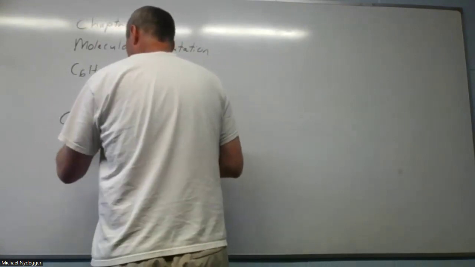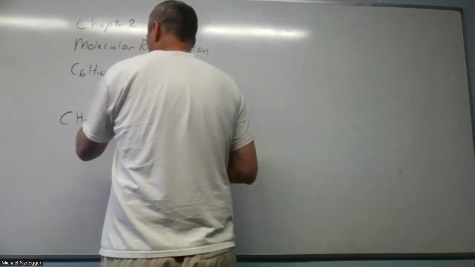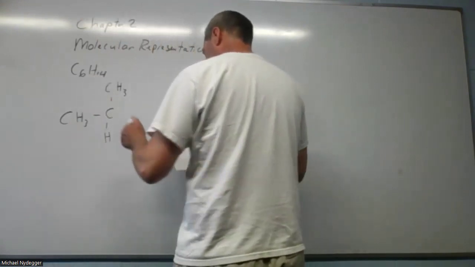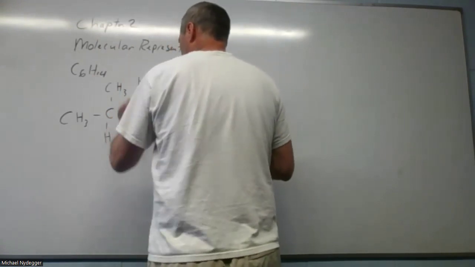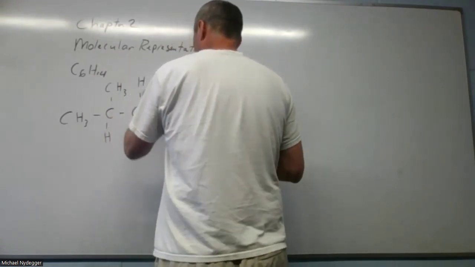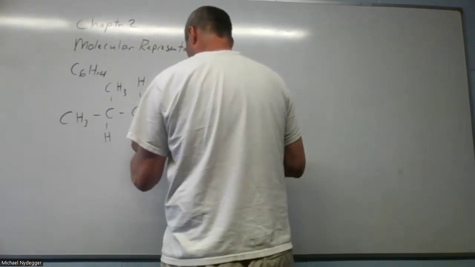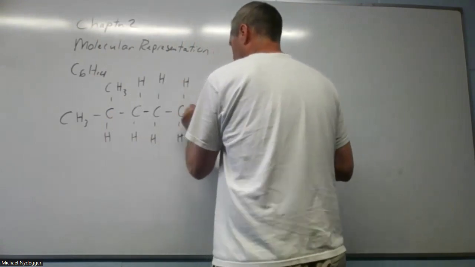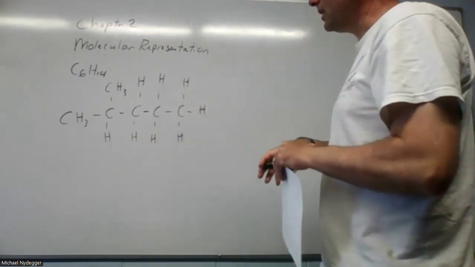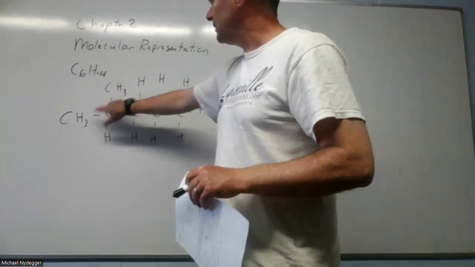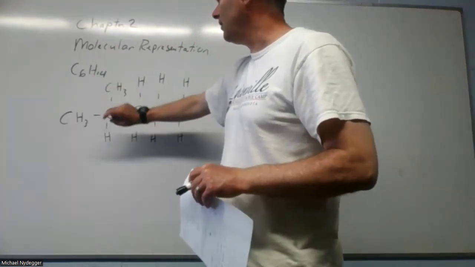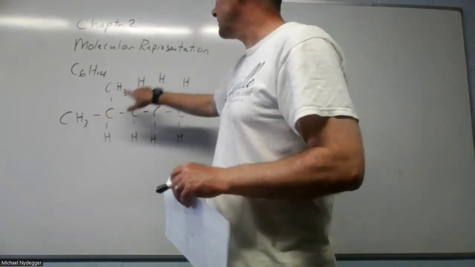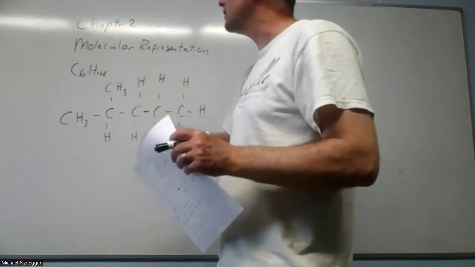CH3. This would be a carbon. It would be another methyl group. So these are going to be referred to as methyl groups. We have a carbon, hydrogen, hydrogen, carbon, hydrogen. Now, notice that this carbon is bonded to two methyl groups instead of just having a hydrogen here. You count the number of hydrogens: 1, 2, 3, 4, 5, 6, 7, 8, 9, 10, 11, 12, 13, 14.